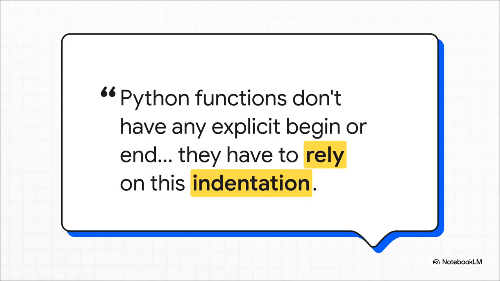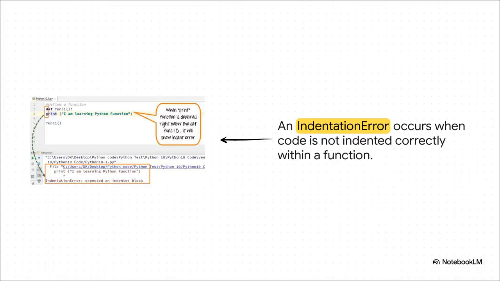Now, I've got to show you a rule that is so important and pretty unique to Python. As our source material says, Python doesn't use brackets or special words to mark where a function begins and ends. Instead, it relies entirely on indentation. Yep, that white space. The spaces you put at the beginning of a line. It's not just for looks. It's actually part of the grammar of the language. And if you get this wrong, your whole program breaks.